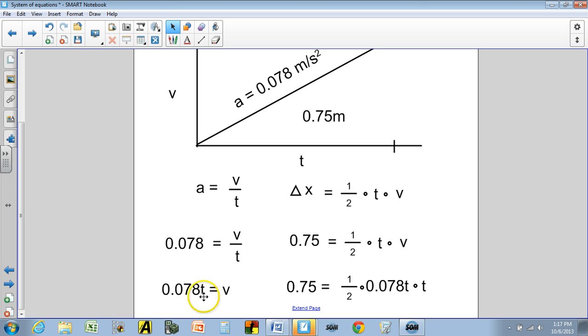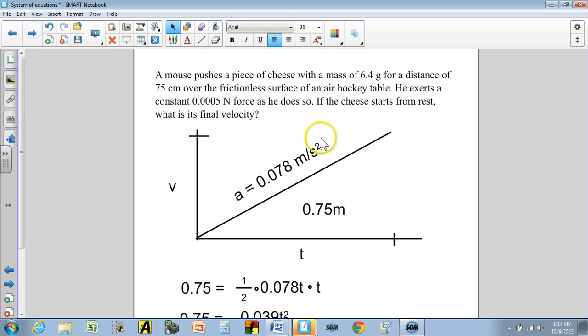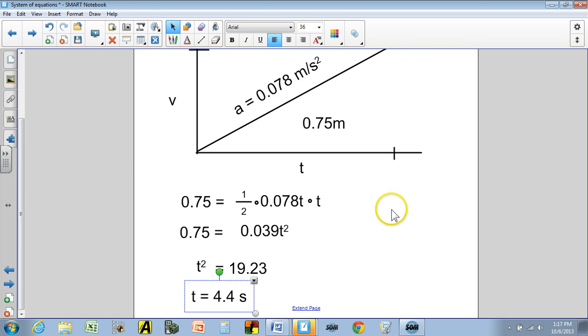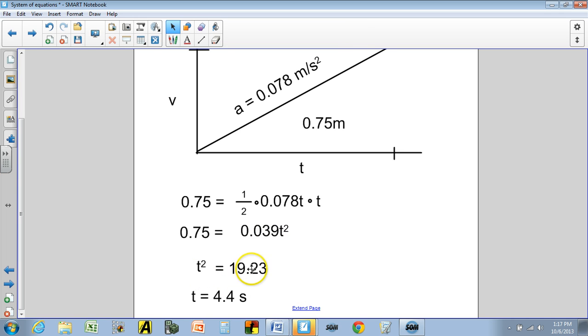We can then use that to plug in for velocity in our other equation, and we've now gotten rid of one of the two variables. So now we have 0.75 as 1/2 times 0.078 t times t. If we do a little calculation here, that ends up being 0.039 t squared. So we solve for t squared by dividing both sides by 0.039, and we find that t squared is equal to 19.23.